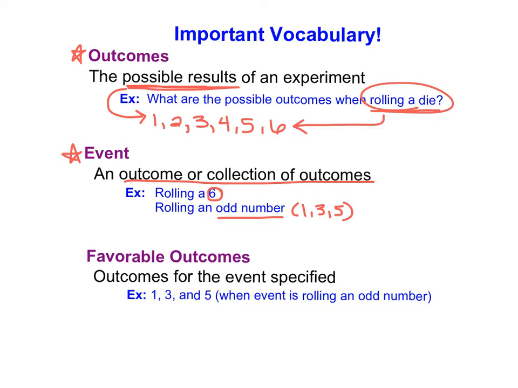And then from there, our third vocabulary term that you want to have in your notebook is favorable outcome. So a favorable outcome is an outcome for the event that is specified. So for example, if we say our event is that we want to roll an odd number, the favorable outcomes that result in that happening are 1, 3, and 5.